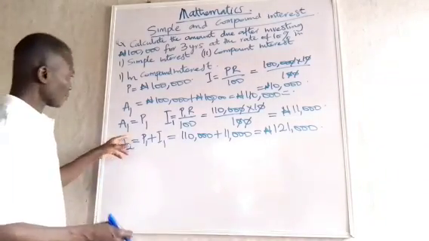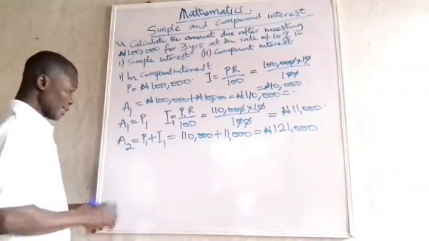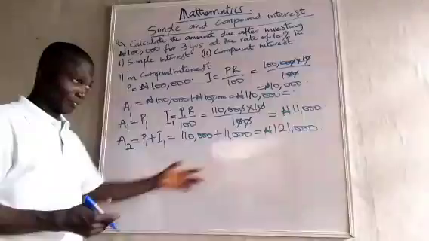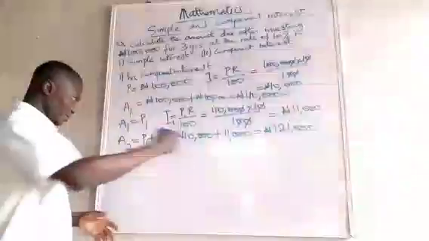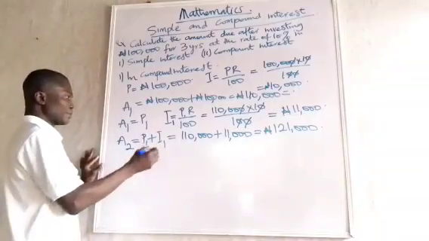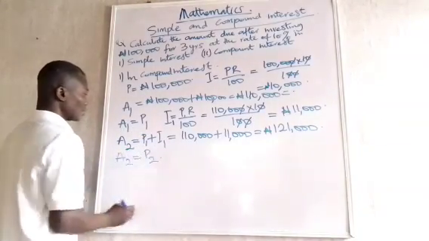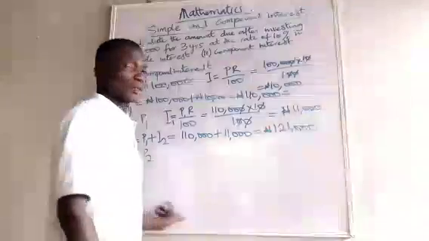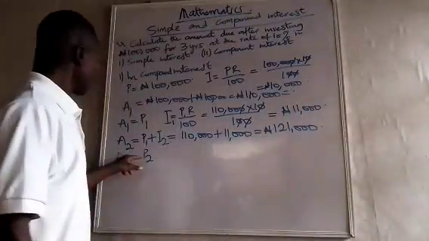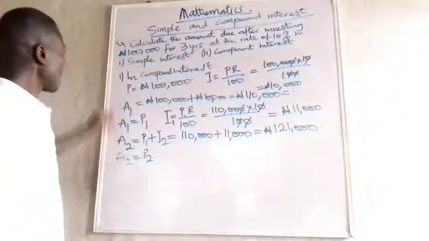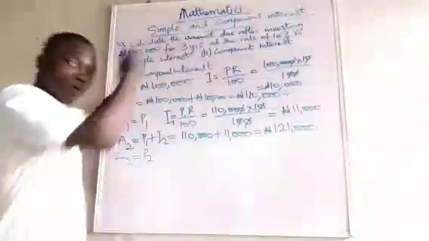Now let's go to the third year. The amount after the second year becomes the principal for the third year. So let's calculate the interest that will give us the amount for the third year. The amount after the second year becomes the principal for the third year, just like the initial principal becomes the principal for the first year.